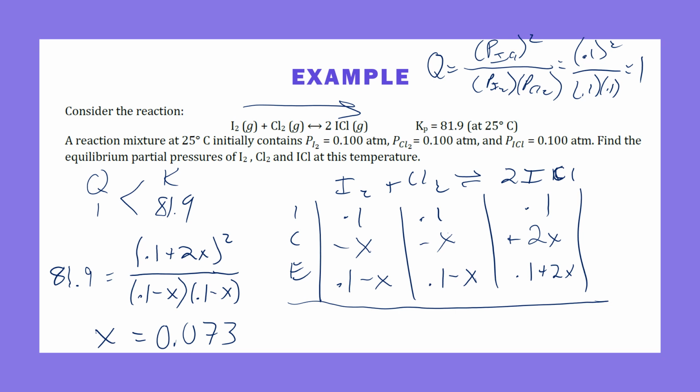So then if we take that value of x and plug that back into our ICE chart, we get that the equilibrium pressure for I2 is 0.027, 0.027 for Cl2, and then for the ICl you get 0.246. And that's all in atm. And those are our equilibrium partial pressures.